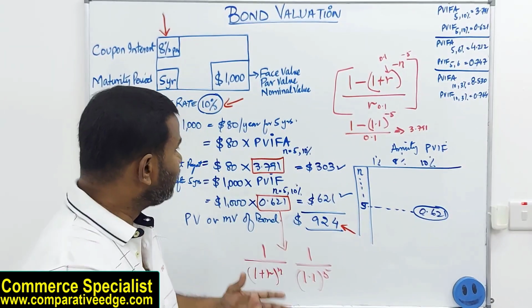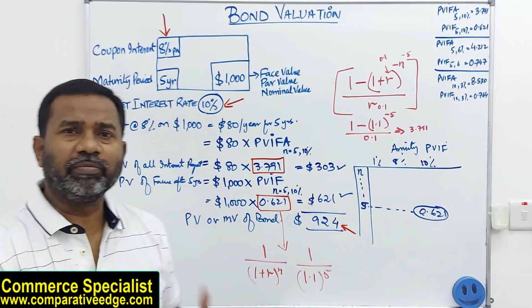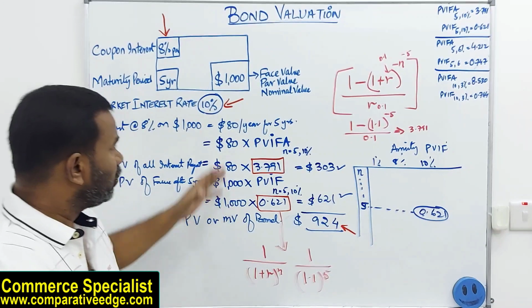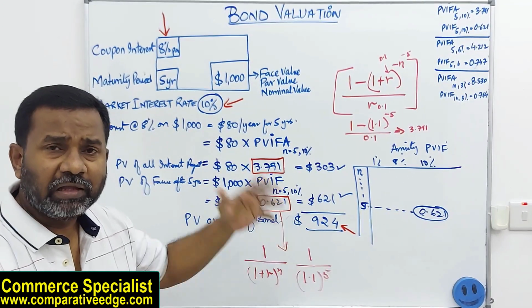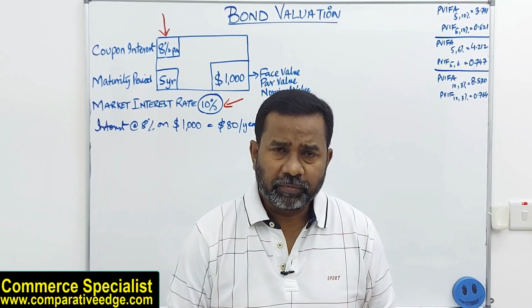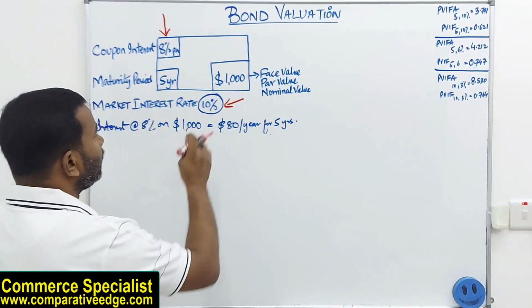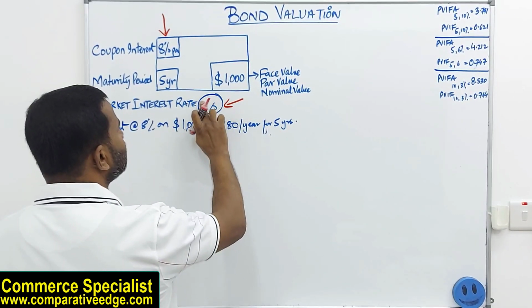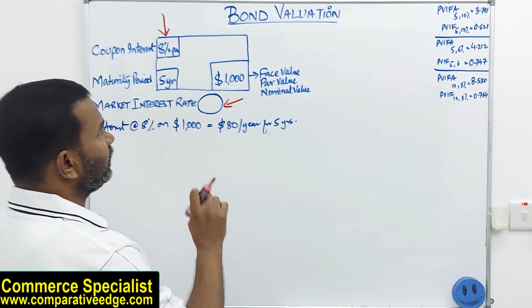One more example I need to explain you here. What if the market rate is less? Then what happens? Does this hold true that if the market rate is less, the value of the bond should be high? Let's have a look. So guys, now we are finding the value of the same bond, everything else the same, but I'm just changing the market interest rate to 6%.